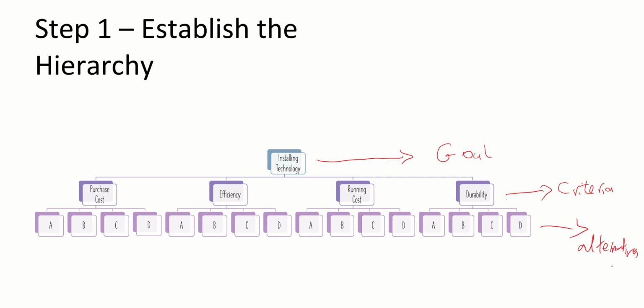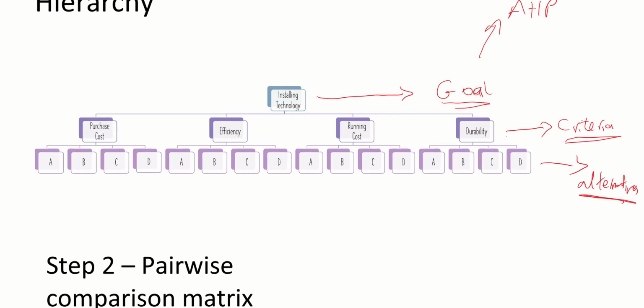So any situation that you face where you've got a goal that you desire to achieve, and to help you achieve that goal, you've got a set of criteria that you need to analyze, and for each criteria, there's a number of alternatives, you'd know that AHP would be a very appropriate method to use. So that's step one. So establishing the hierarchy, understanding what your goal is, understanding what the criteria is, and understanding what the alternatives are.